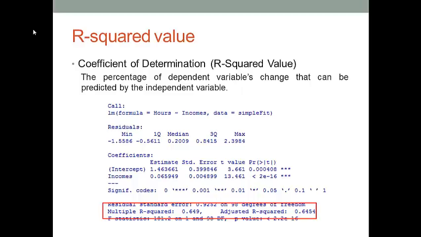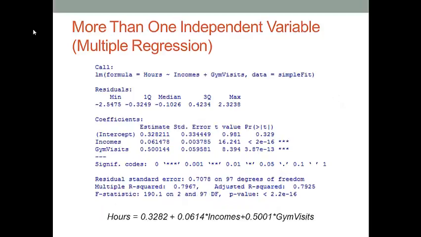Some classmates may have a question. In this case, I only predicted about 65% of the user's usage hour. What about the other 35%? How can I predict the other 35%? We can keep adding independent variables into the model. For instance, besides incomes, in a new model we want to use incomes and gym visit frequency, the two independent variables, to predict the usage hours.